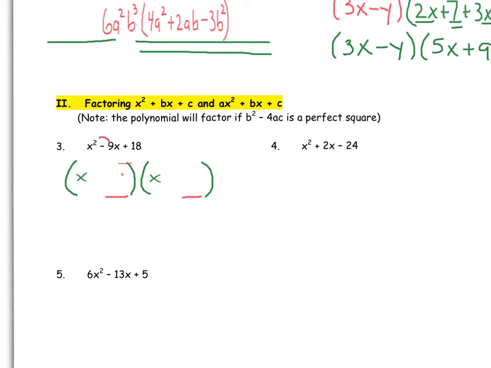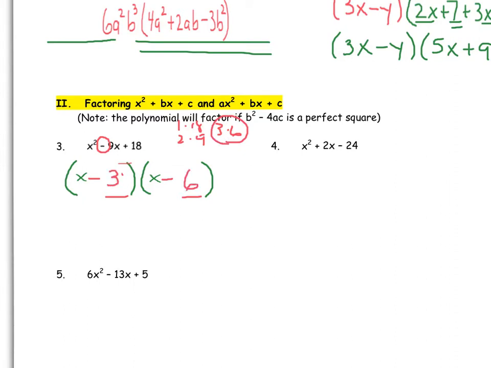So I'm going to need two negative signs in here to finish up the factoring. And then I pick out the factors of 18. That will give me a combination of negative 9. So since your factors of 18 can be combinations of either 1 times 18, 2 times 9, or 3 times 6, you go with the combination that makes your middle term, that adds up, and you put those in there.